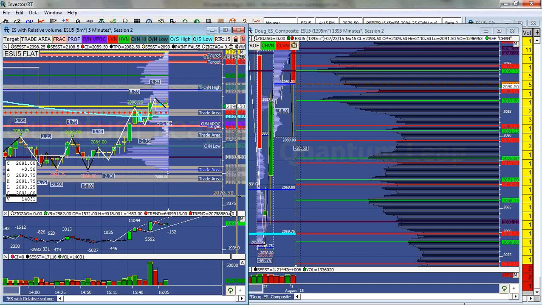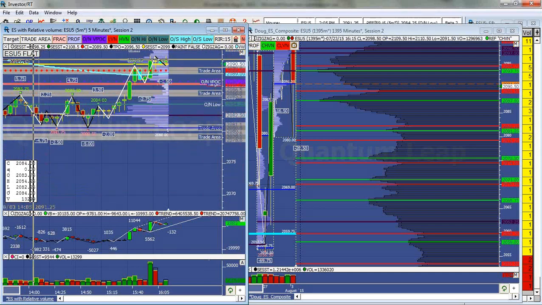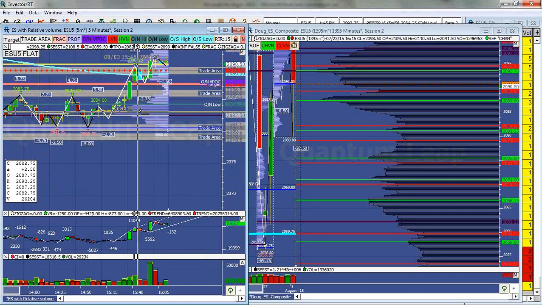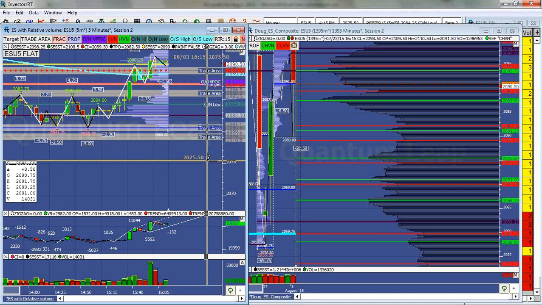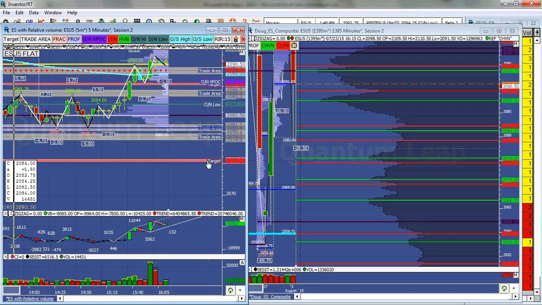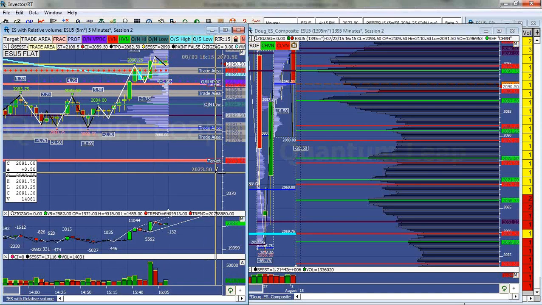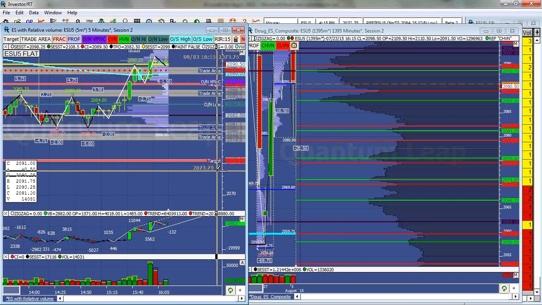Then anything below 79.25, I'm going to start to get majorly aggressive to the short side, with main target below value and below range here at the 75.50. Little bit of support coming in, but not much, at 74.50.